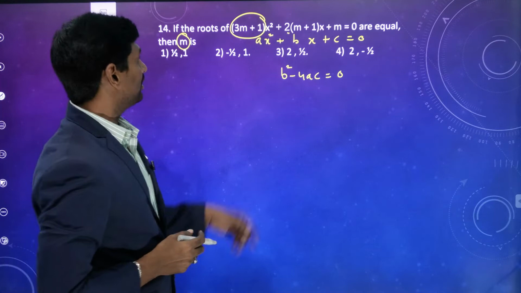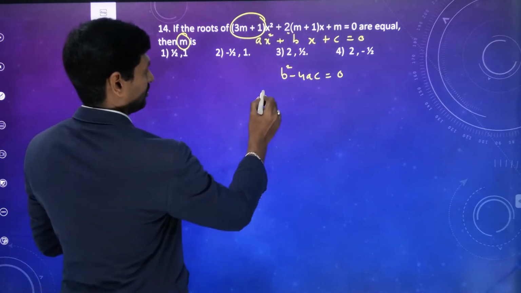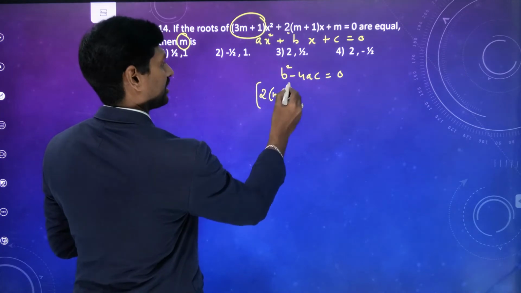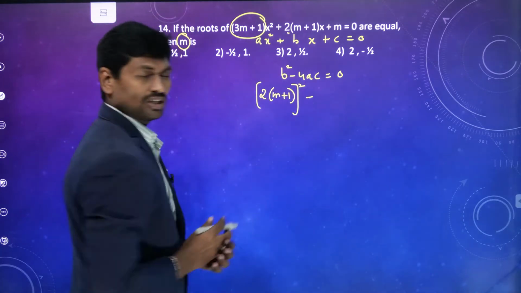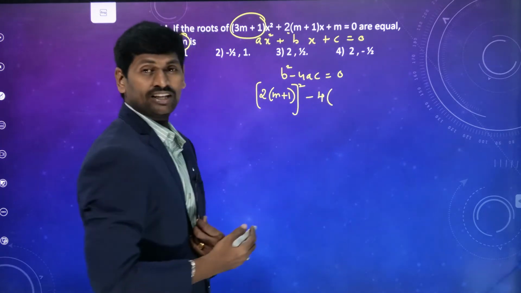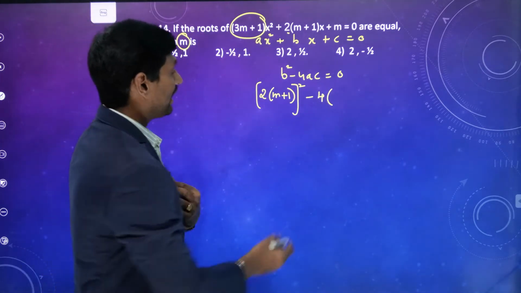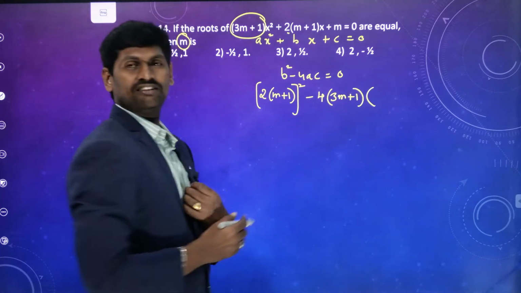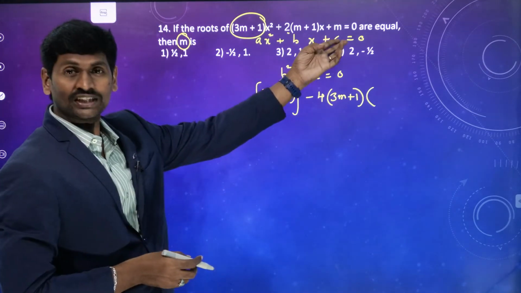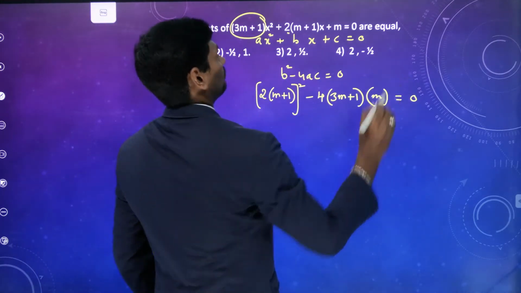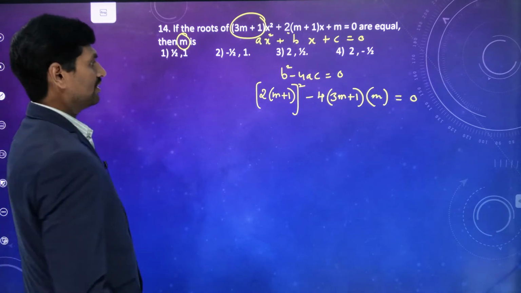Right. B value is 2 into m plus 1, 2 into m plus 1 whole square. 4ac. So 4 into a value 3m plus 1, c value constant term m, that equal to 0. Now simplify this.